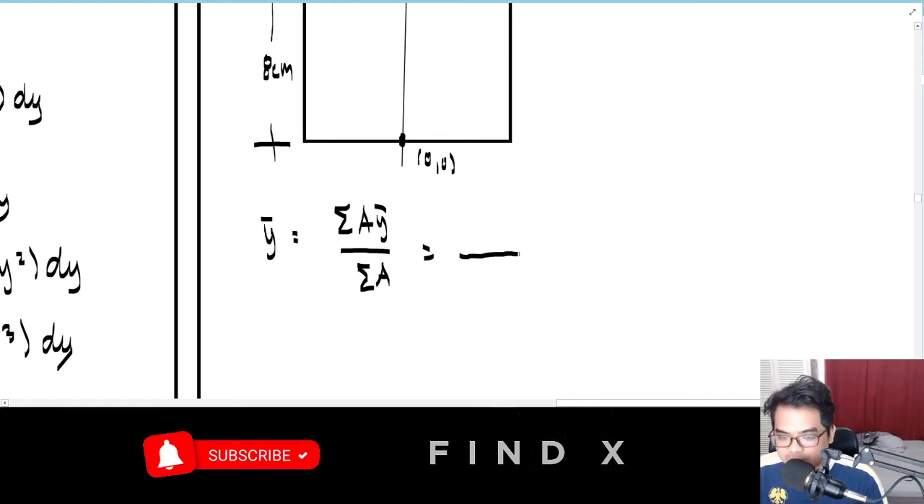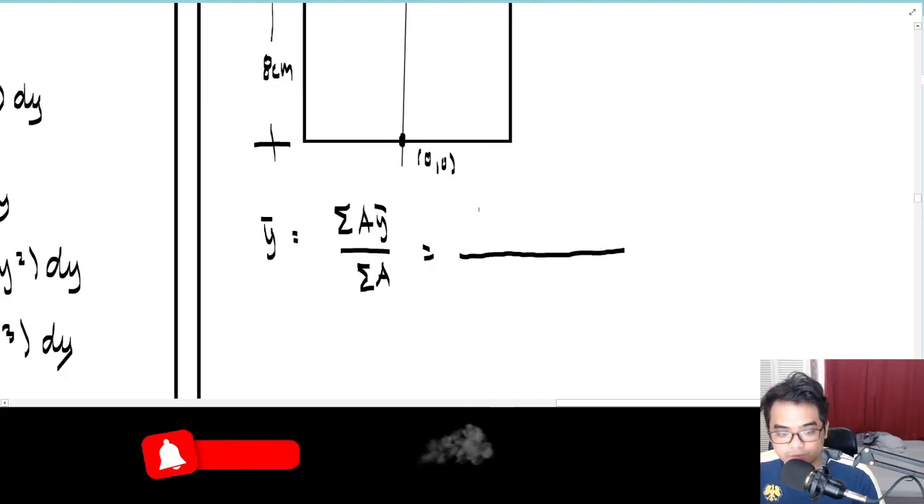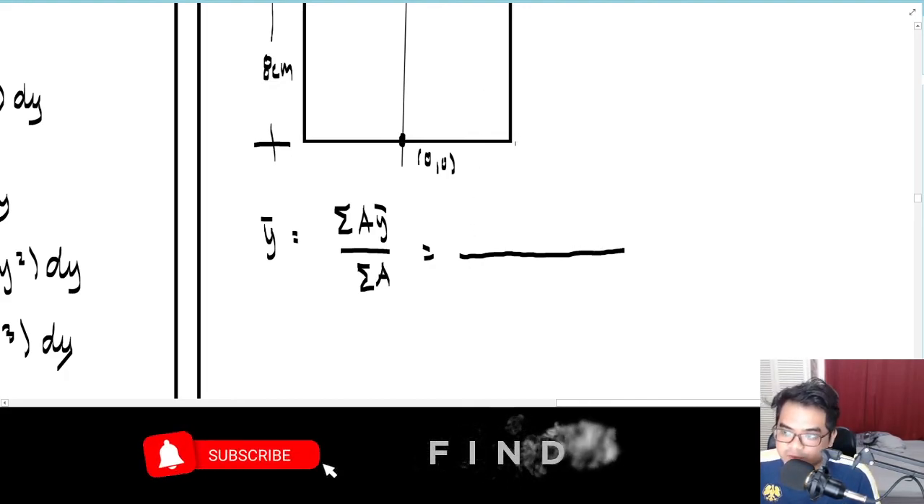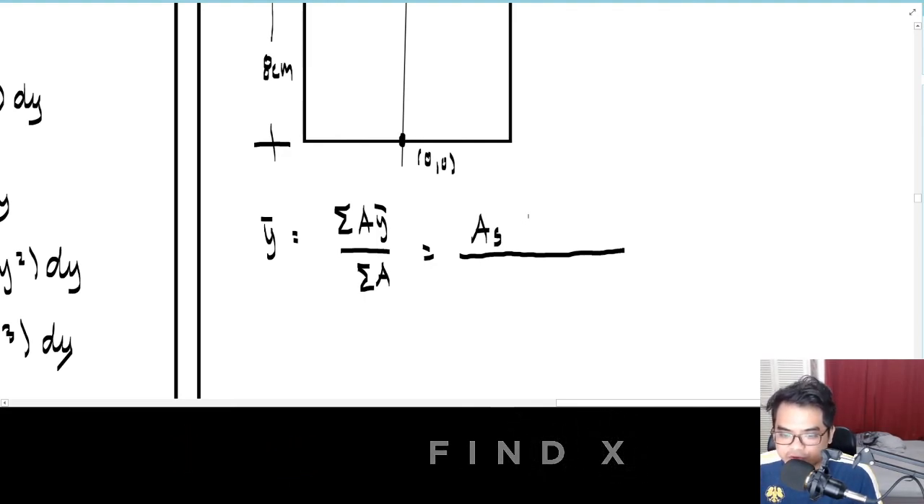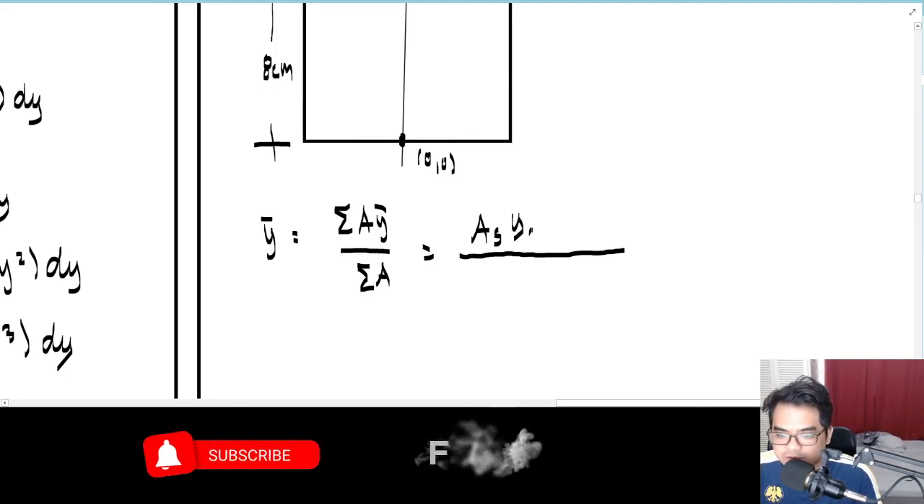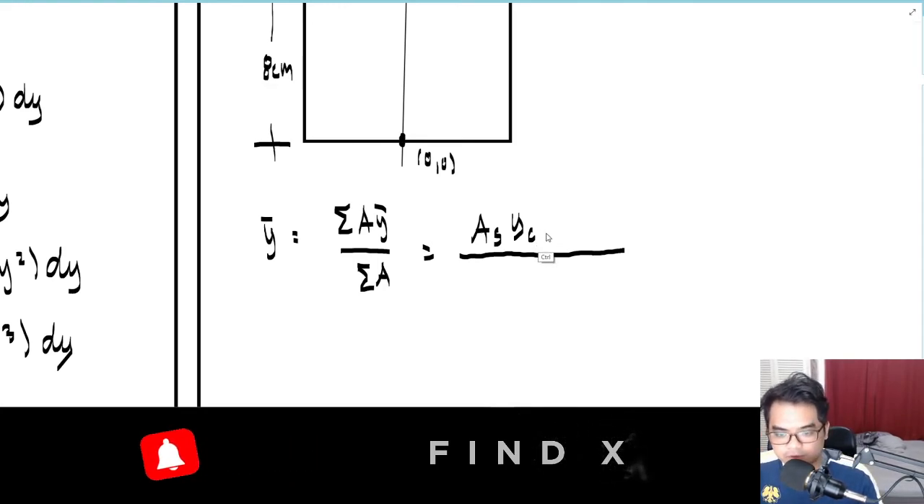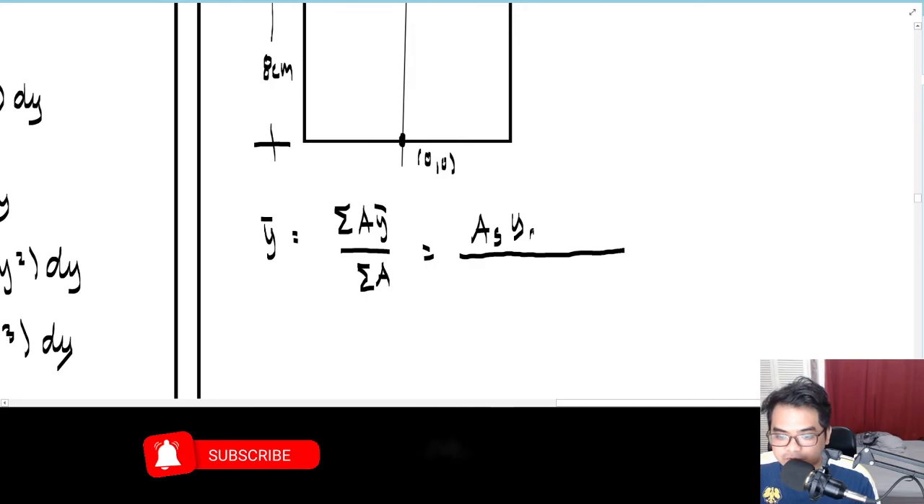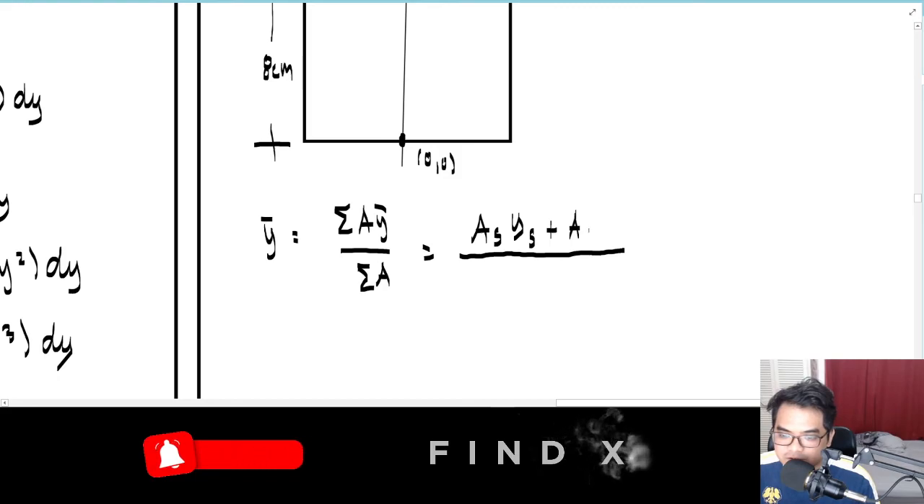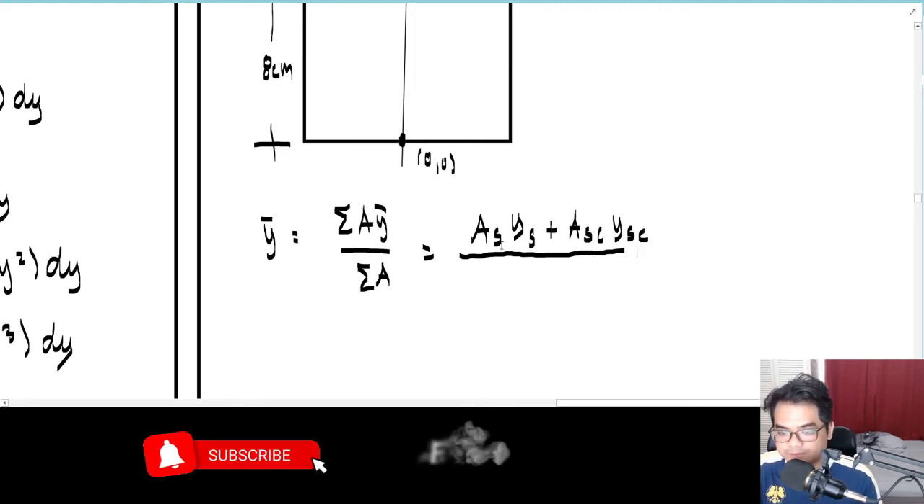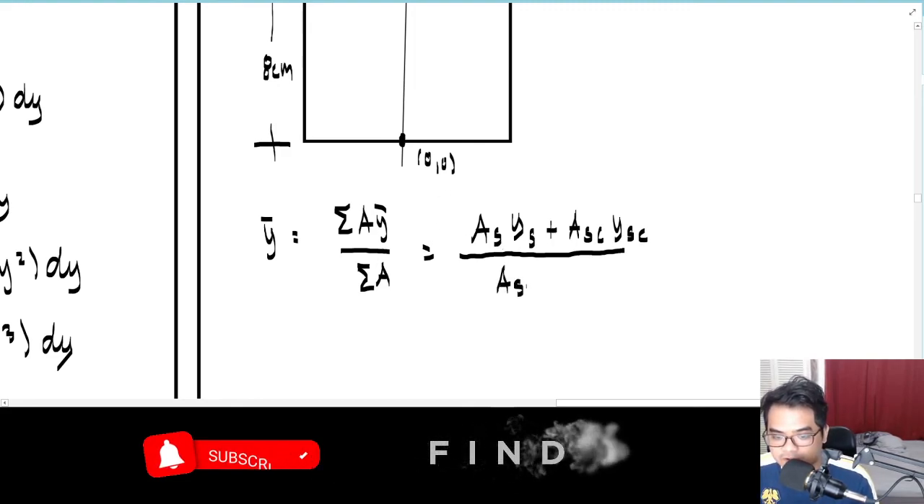In this case, we have two figures, right? A semicircle and a square. So first the square: the area of the square times the centroid. Let's just call it YC, the y of the centroid of the square, plus now the area of the semicircle. Let's just call it SC, and then the y of the SC. All over the area of the square plus the area of the semicircle.